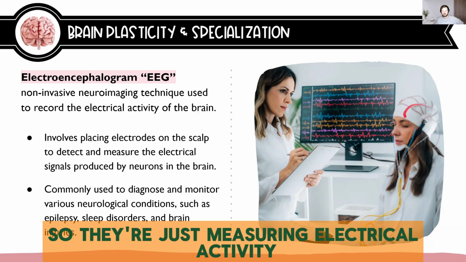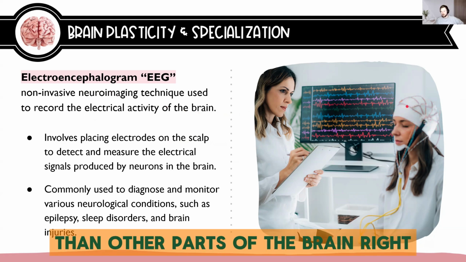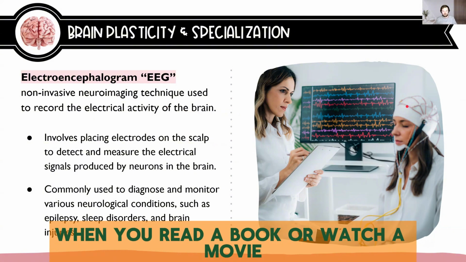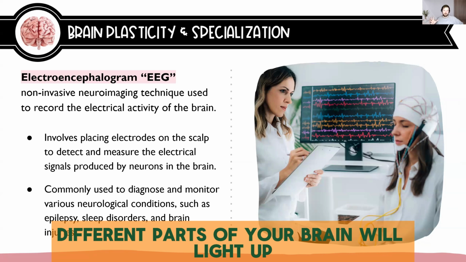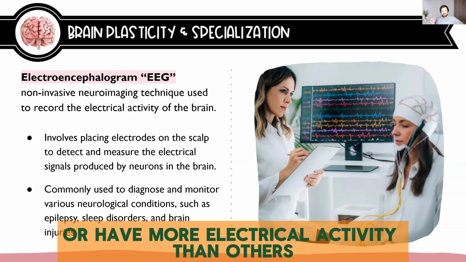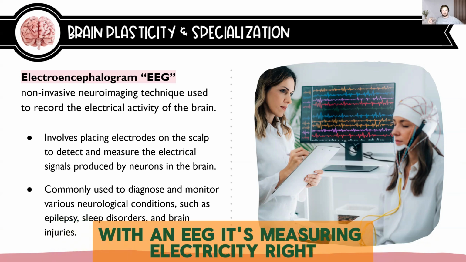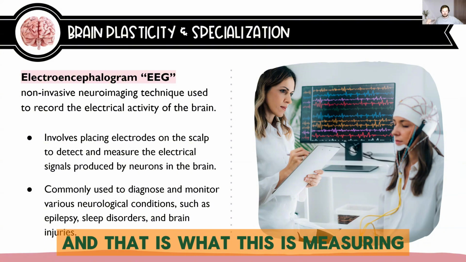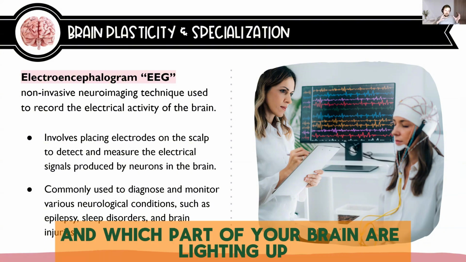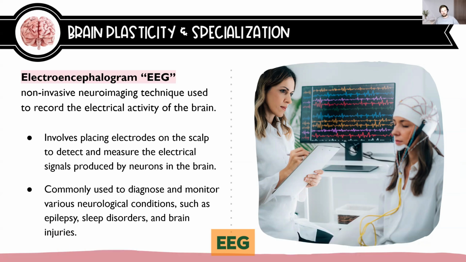So they're just measuring electrical activity and they're seeing if some parts of the brain have more electrical activity than other parts of the brain, right? When you read a book or watch a movie or talk about someone you love or talk about someone you hate, different parts of your brain will light up or have more electrical activity than others. And they measure this and they do experiments with this with an EEG. It's measuring electricity, right? Your neurons fire electricity through themselves, and that is what this is measuring. It's seeing which neurons in which part of your brain are lighting up when you're doing a certain task, EEG.